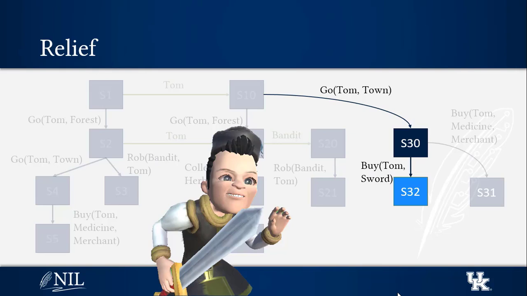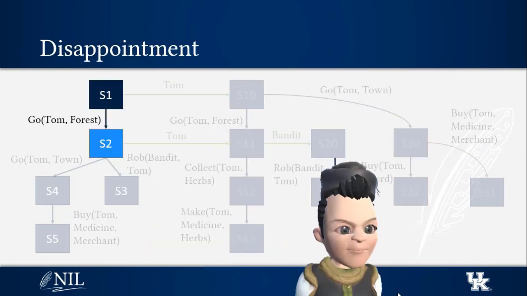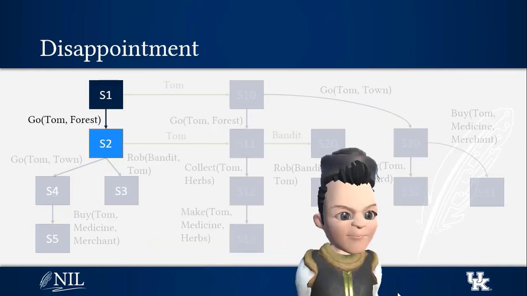As a result of this, we can generate more stories than our previous model. If Tom goes to the forest and he realizes there are no herbs there, he no longer believes that he could make the medicine himself, so he feels disappointment.